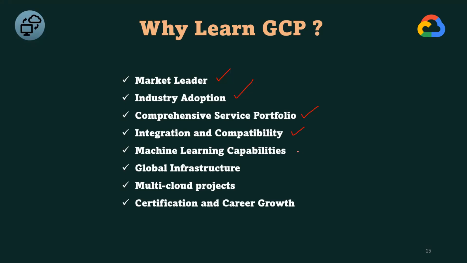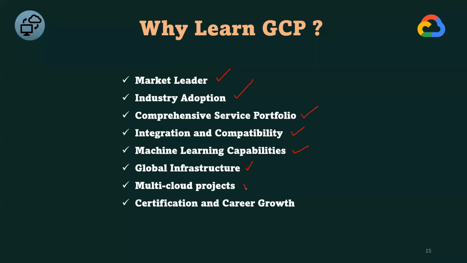Google is providing you very good capabilities for machine learning. GCP offers powerful machine learning services and tools. If I have to name them, TensorFlow, AutoML, Vertex AI. So if you wanted to use Google Cloud Platform for AI or ML services, you can actually go for it. And Google has a very good global infrastructure. There is a vast network of data centers available worldwide, and the latency of these services is very low. The performance is very high.